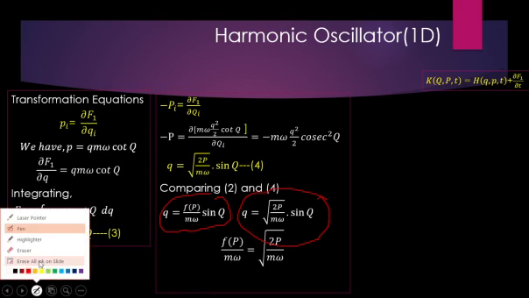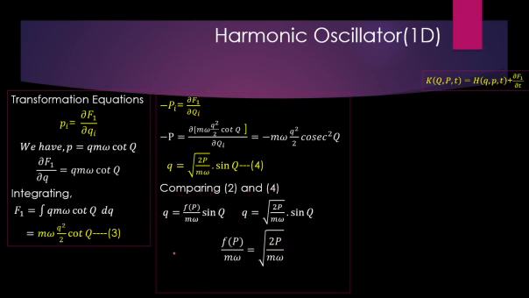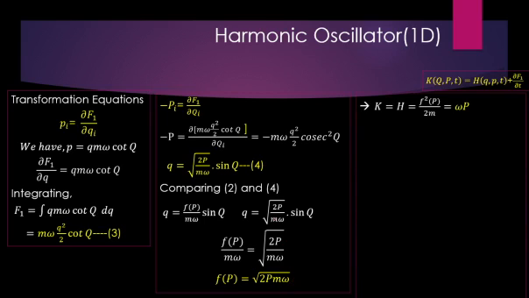So equating that, you will get f of p by m omega is equal to square root of 2P by m omega. So 1 root m omega will cancel off. So finally what you have is f of p as square root of 2P m omega. Okay.